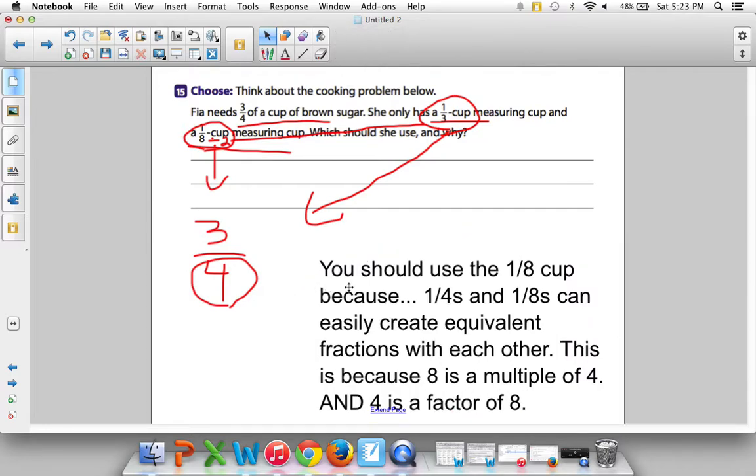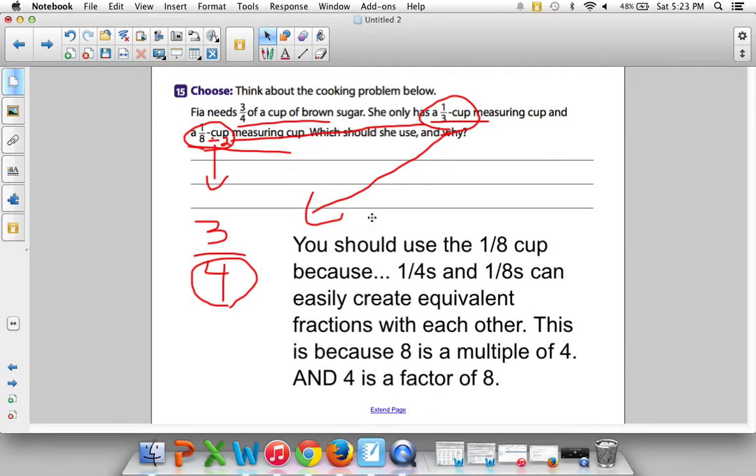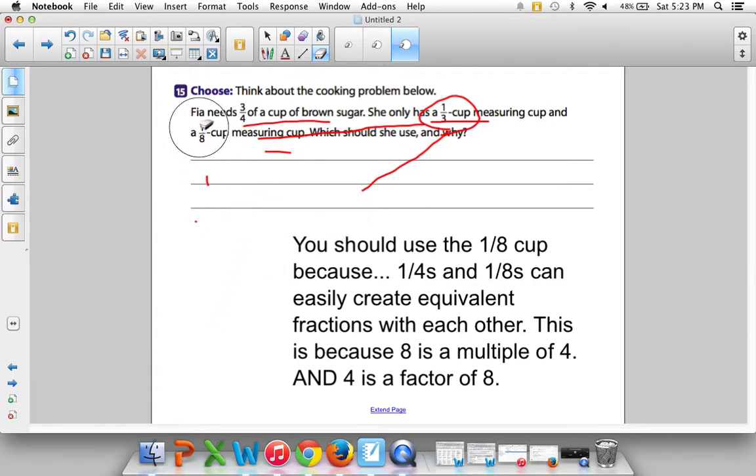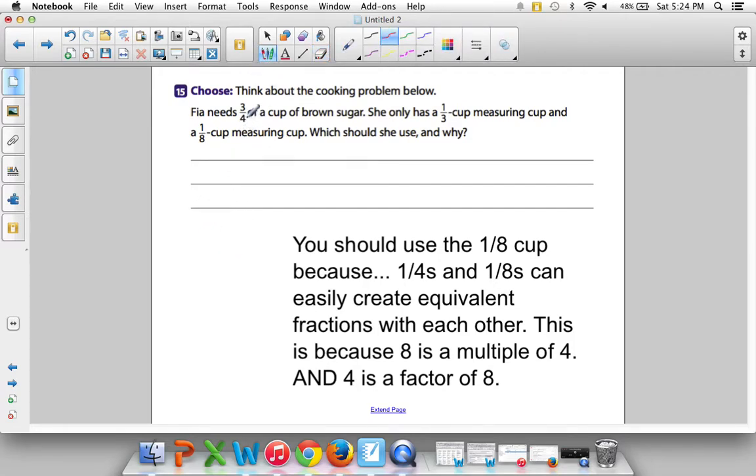That one I think is pretty tough. I mean, it's just one of those things that you have to be able to see. You know, you have to see that 1/8 has a better relationship with 3/4. Because we can turn 3/4 into 8s, you know. We can multiply the top and the bottom by 2. And if you do that, you get 3 times 2 is 6, and 4 times 2 is 8.